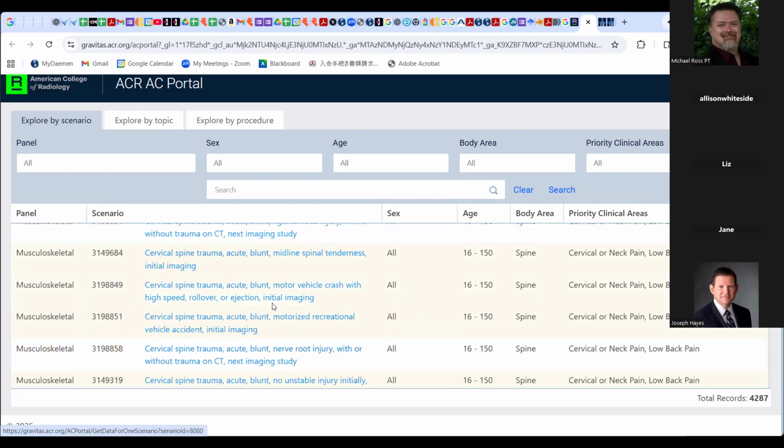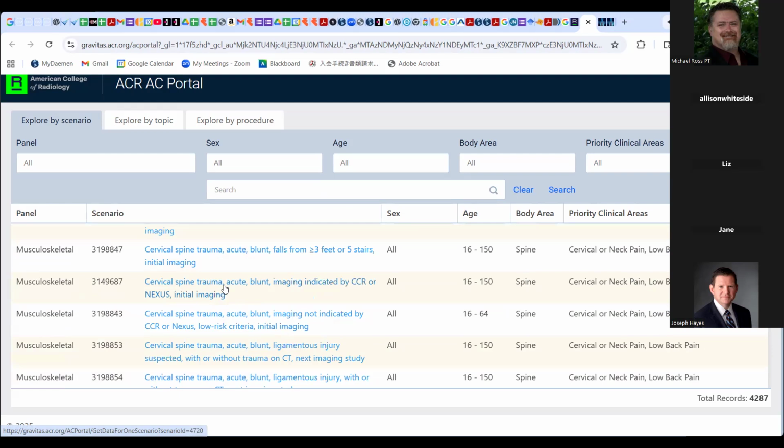This is kind of real time here. You're looking for the cervical spine trauma, acute, imaging indicated by the CCR. So they're assuming that you know the Canadian cervical spine rule. They're assuming that you know what that is, right? But even if you go up one here, cervical spine trauma. Remember I mentioned that 3 feet or 5 stairs? Anything more than 3 feet trauma, think about a shoulder, think about an elbow, especially in older folks, you've got to be concerned about that.